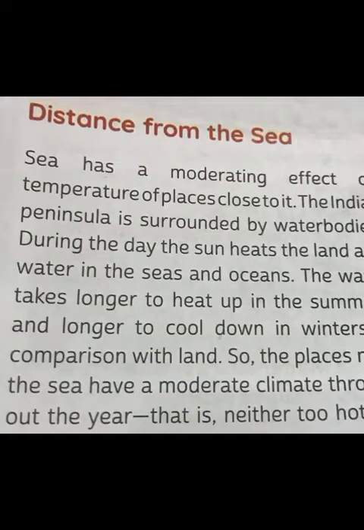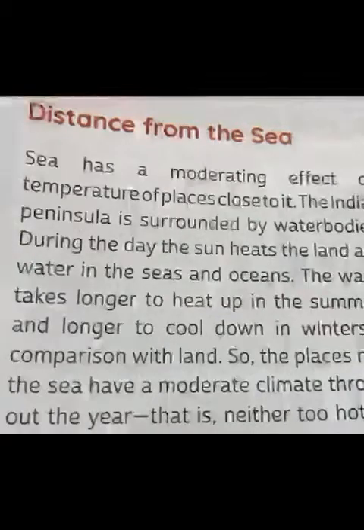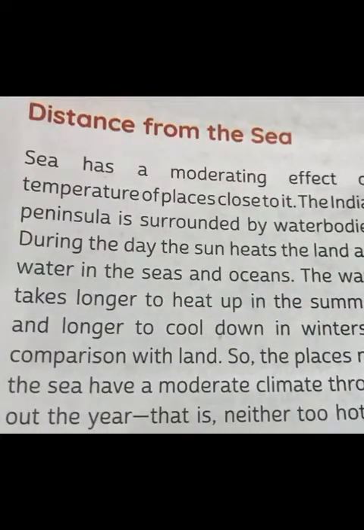Students, now we'll talk about distance from the sea. Sea has a moderating effect on the temperature of places close to it. The Indian peninsula is surrounded by water bodies. During the day, the sun heats the land and water in the seas and oceans. The water takes longer to heat up in the summers and longer to cool down in winters in comparison with land. So, children, the places near the sea have a moderate climate throughout the year. That is, neither too hot nor too cold. And those far away from the sea experience extreme climates.